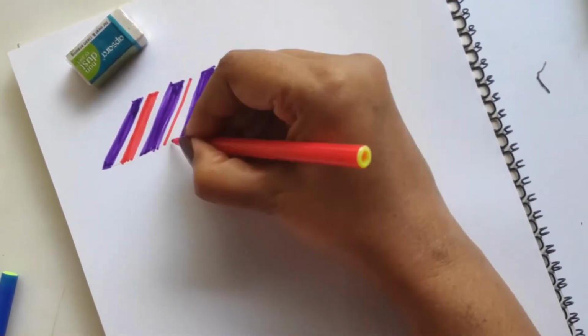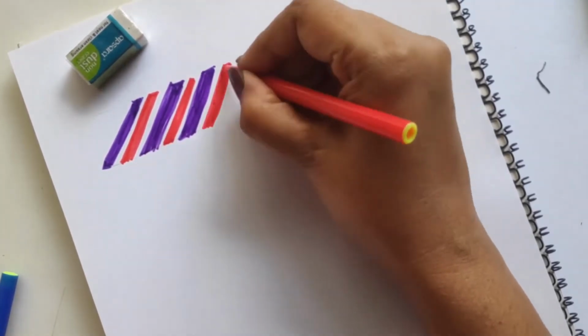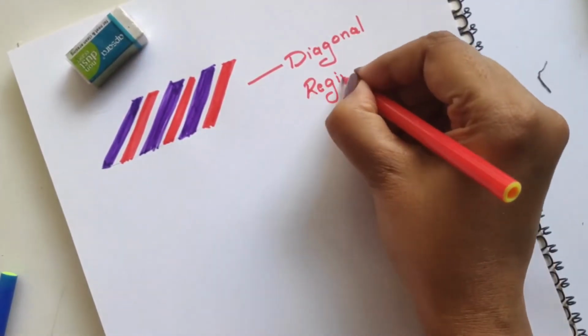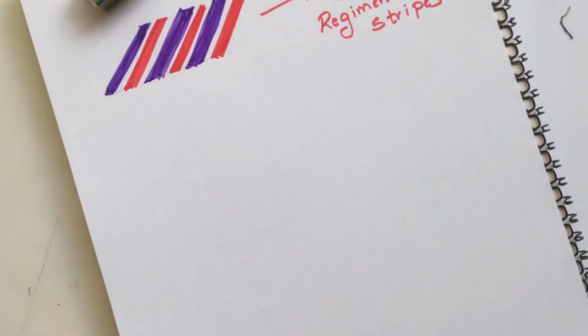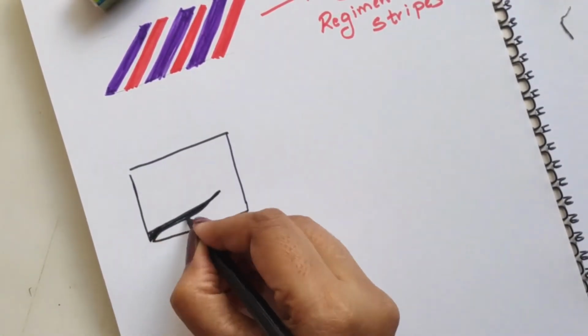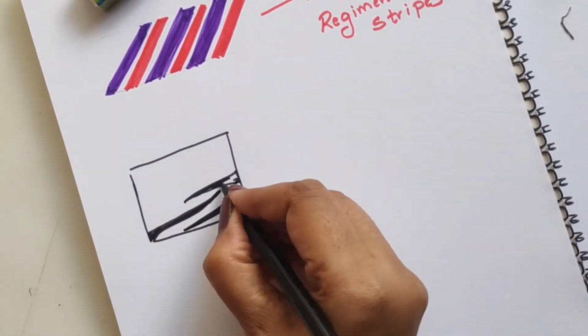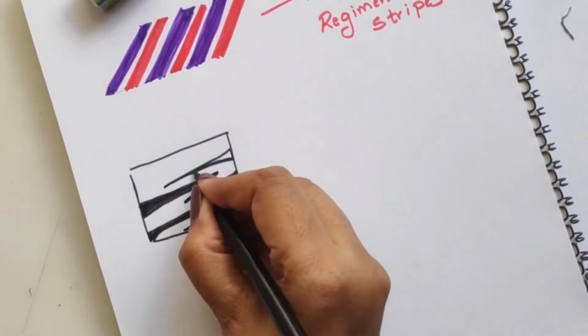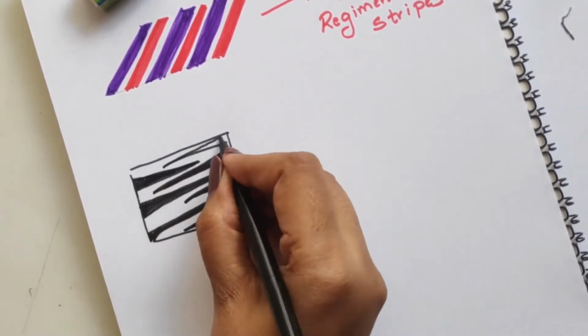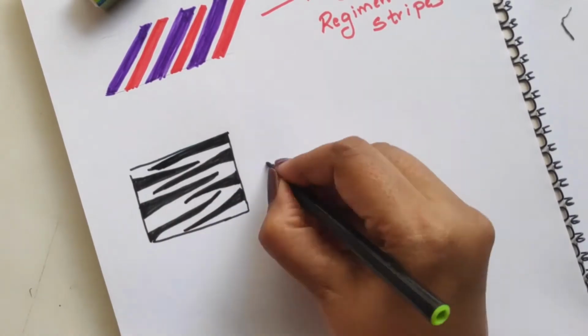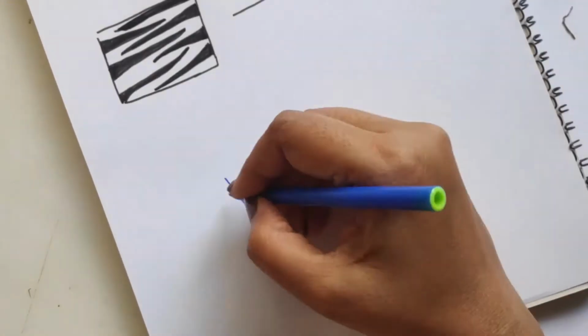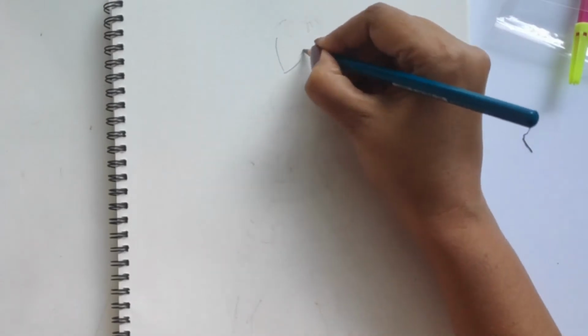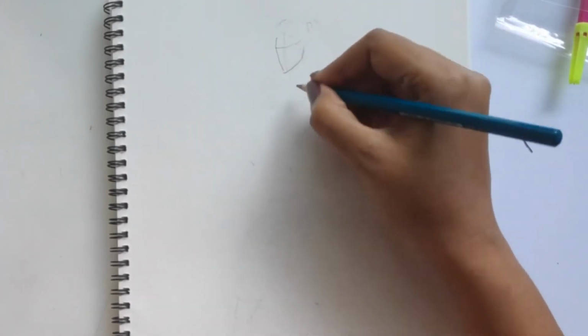Okay, now these are your diagonal stripes. It is also called regimental stripe. That's more like a military stripe. And then this is like a zebra stripe. Now, zebra do not have stripes, but it is called a stripe. Funny, isn't it? Anyways, it's called a zebra stripe. So this is just a simple start to know all your stripes.